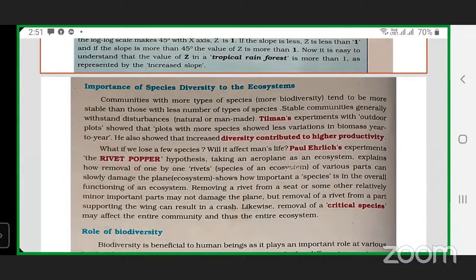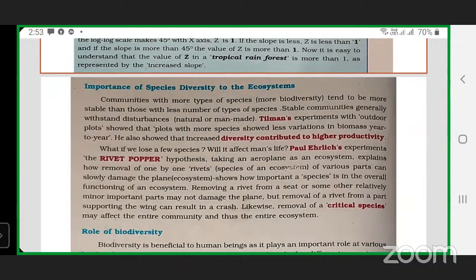Then Paul Ehrlich, a scientist, conducted an experiment and gave a hypothesis, that is the Rivet Popper hypothesis. He compared an aeroplane with an ecosystem, removing the rivets from the aeroplane one by one gradually. The aeroplane will lead to a crash at a certain point, so the importance of rivets for that aeroplane is comparable with the importance of species in an ecosystem. If the rivet is removed from the seat or some other relatively minor parts, it may not damage the plane. Whereas the removal of a rivet from the supporting wing, suddenly the crash will occur in the plane.